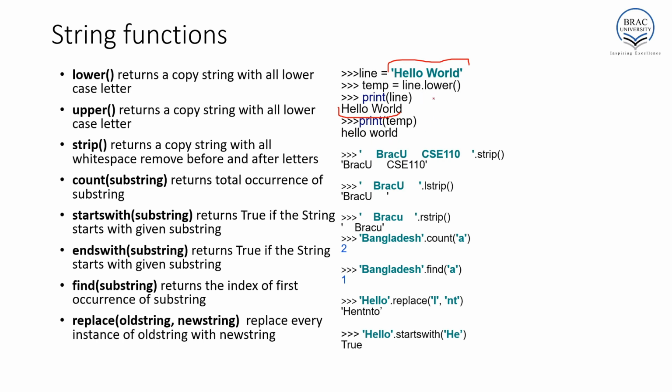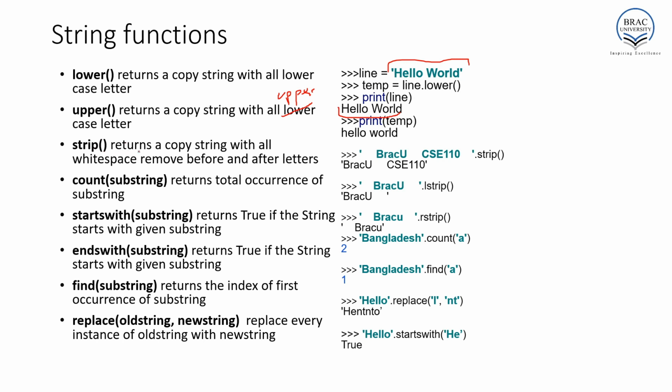Similar to the lower function, there is also an upper function. However, the upper function returns a copy string with all uppercase letters. So this is just a mistake. This will be upper. The third function we'll be seeing is the strip function.